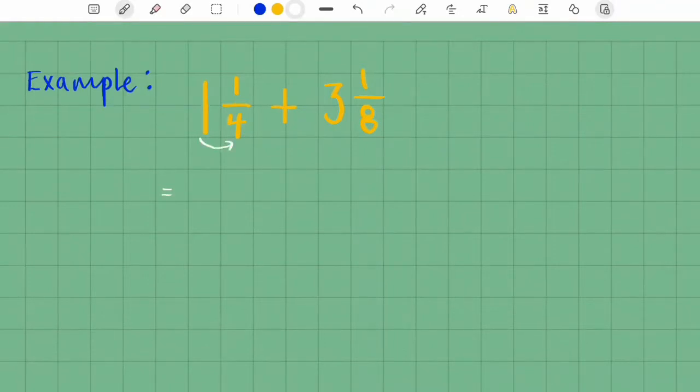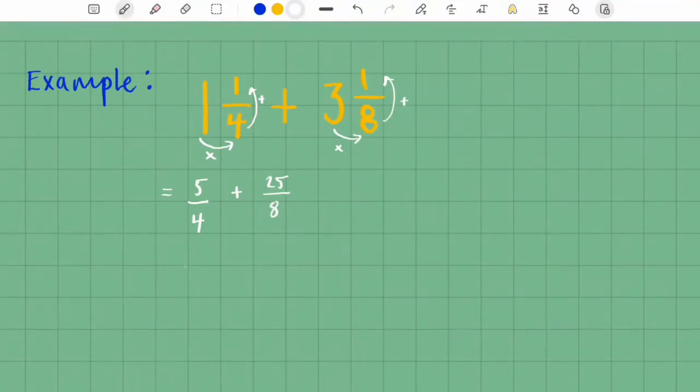You take the whole number and you multiply it by the denominator, and then you add the numerator. This value that you just calculated gives you the numerator of your top-heavy fraction. I'm not going into detail, that's just the quick way of doing it. So 1 times 4 plus 1 is 5, and we keep the same denominator as we did before. The second fraction, 3 times 8 is 24, plus 1 is 25, keeping the same denominator.